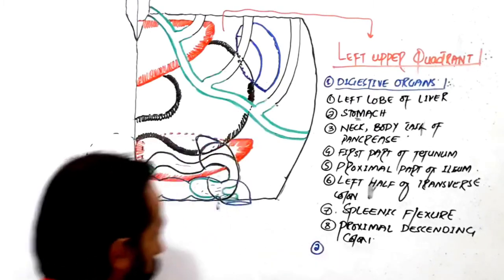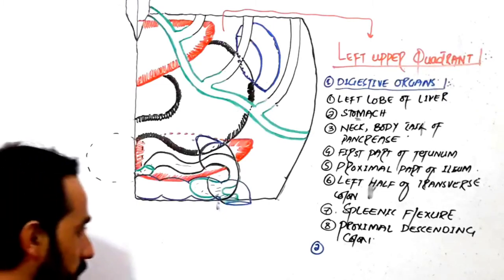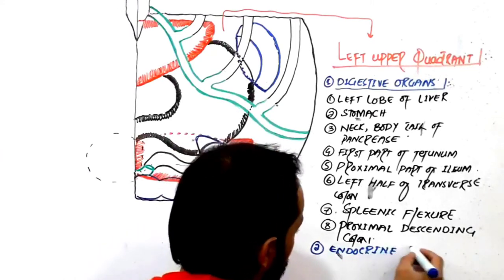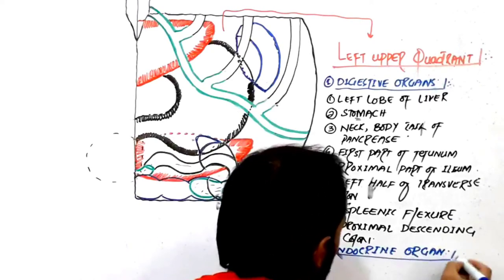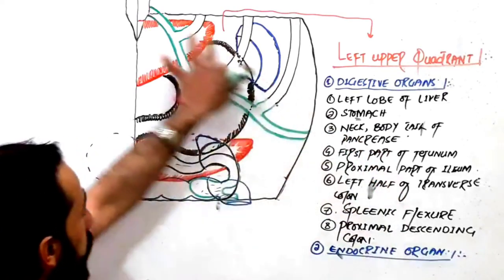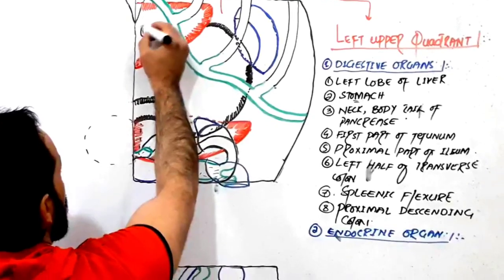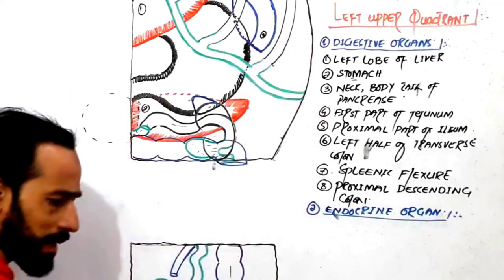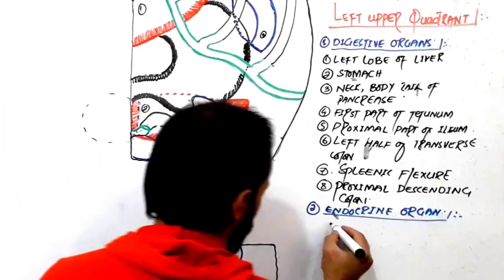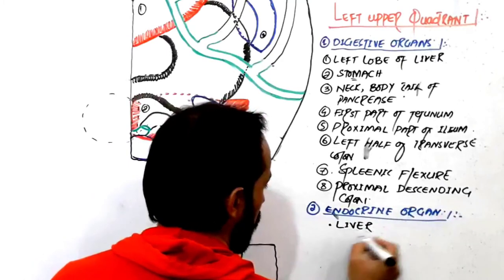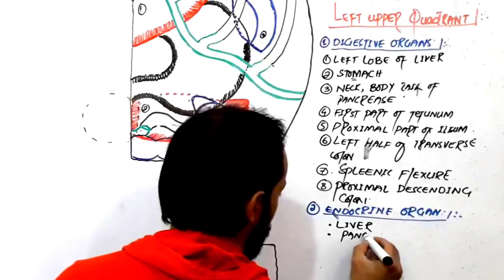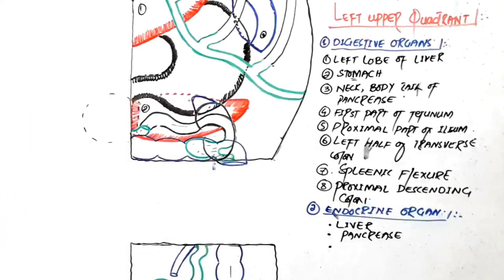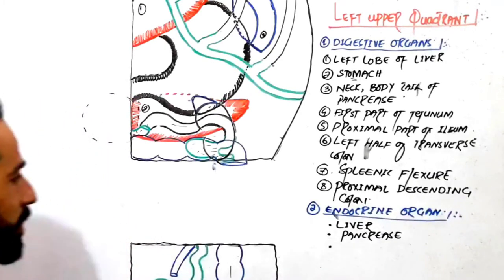Then the next group of organs that are found in the left upper quadrant are the endocrine organs, right? Are there any endocrine organs in the left upper quadrant of your abdominal cavity? Yes, we have certain endocrine organs which are present in the left upper quadrant. Look, liver, pancreas, these are the endocrine organs. And we should not forget that the spleen also plays a very small role in the endocrine activity of the body. So we should put their names also, the liver, right? And which other? The pancreas, right? We also know that the spleen plays its role in the endocrine activity of the body. So we should just remember that, we are not writing it here, right?